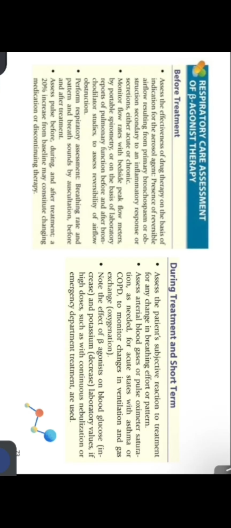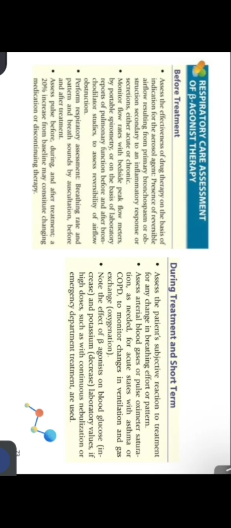So, kumbaga, kailangan mong i-assess yung pulse ng patient bago, during, which is habang nagtitreatment, and after nung treatment, para makita mo kung may pinagbago ba yung pulse niya nung before, nung ginagawa mo na, and after nung treatment.